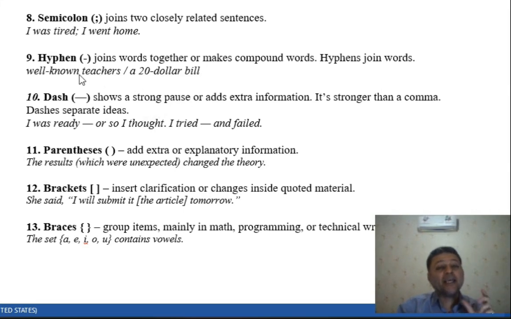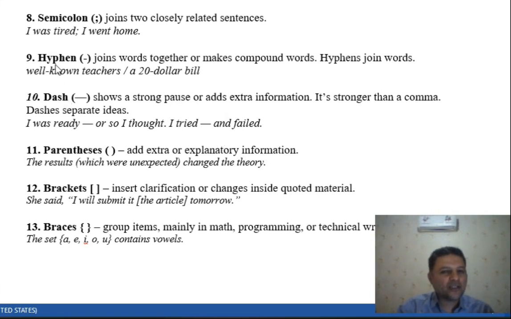All right? If you extend this short line and you have a longer line, we call it a dash. What do we use it for? Other situations, like, for example, a strong pause. It's more than a comma. Or it adds extra information, right? Dashes normally separate ideas. So, for example, I was ready, dash, or so I thought. It means that I wasn't ready, obviously. Or I tried and I failed, right? These two sentences are closely related. Sometimes they use semicolons, but more often, because of this short, stronger pause or extra information that we add to our speech, we use dashes.